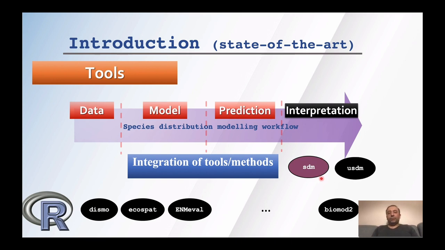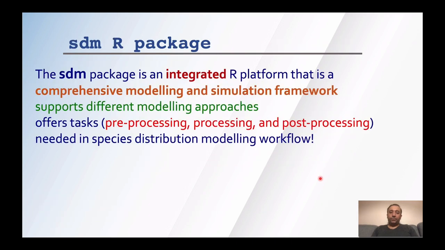In the next slides, I'm going to discuss the key capabilities of SDM and some unique features that are provided by SDM. First of all, SDM is an integrated R platform and can be considered as a comprehensive modeling and simulation framework, supporting different modeling approaches, and also offers different tasks that are used for pre-processing, processing, and post-processing within the species distribution modeling workflow.